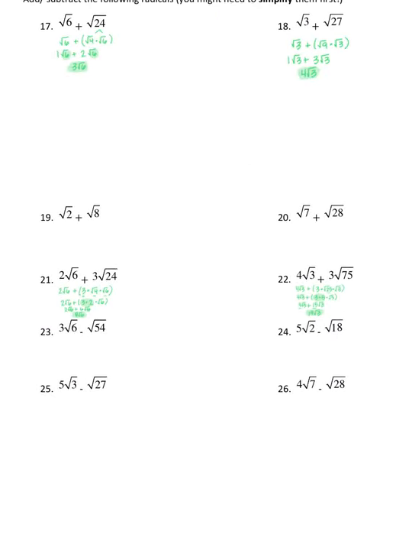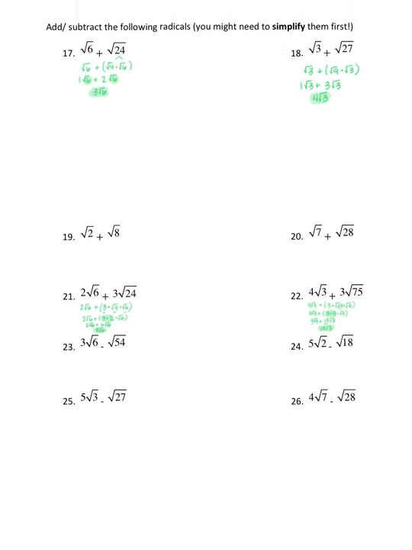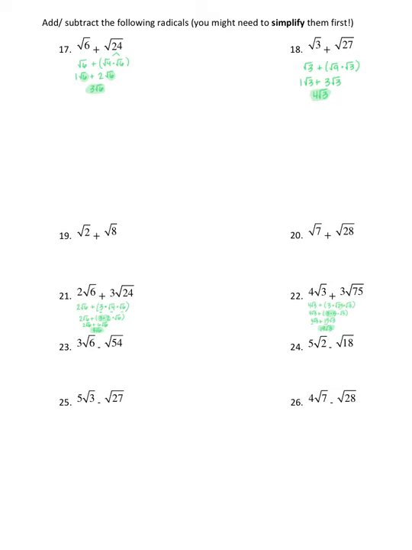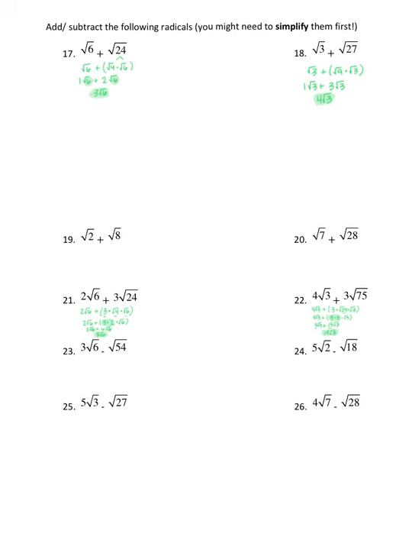Same thing with subtraction. They're going to be the exact same way. So these are the addition and subtraction. So 19 and 20 are going to be similar to 17 and 18. And then 23 through 26 are going to look similar to 21 and 22. So if you need to rewatch the video to get a better understanding, please do so.